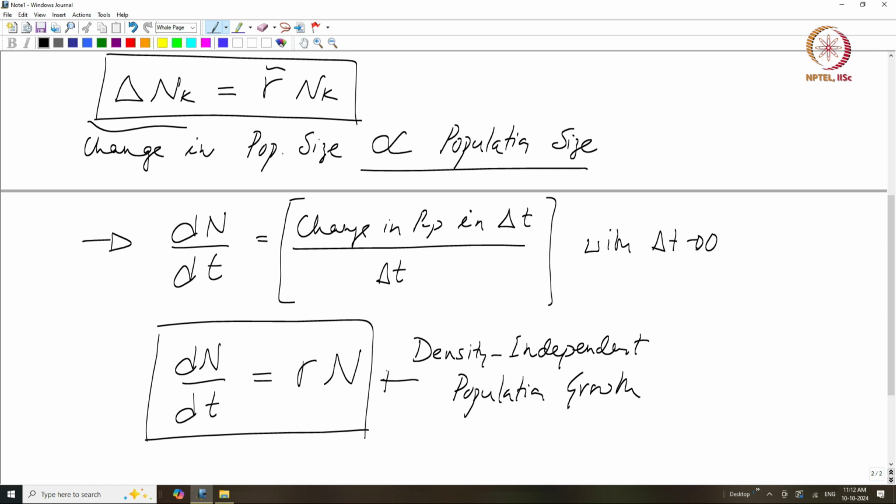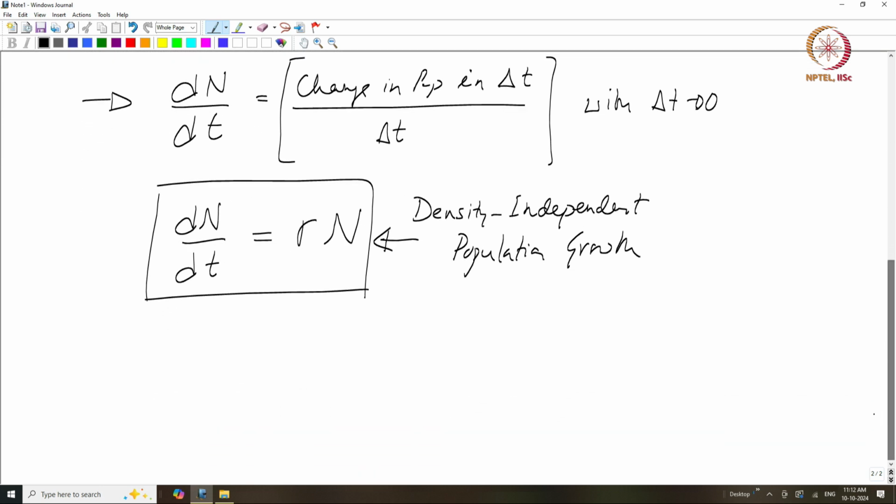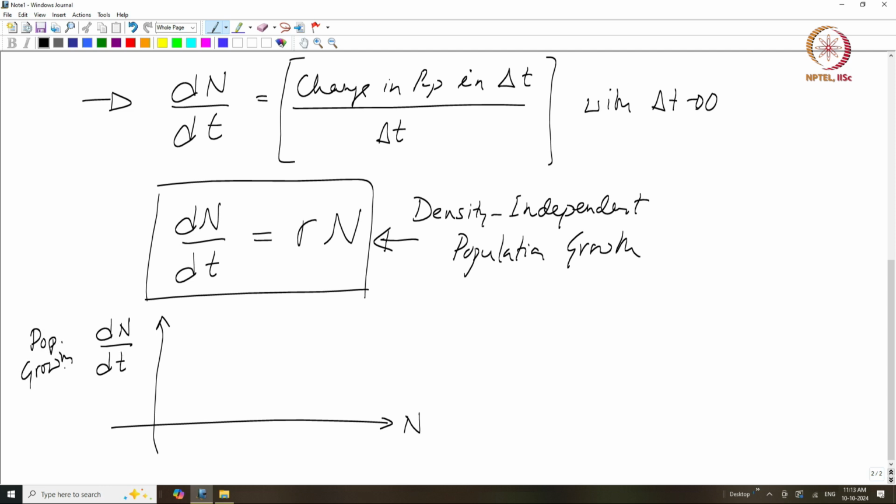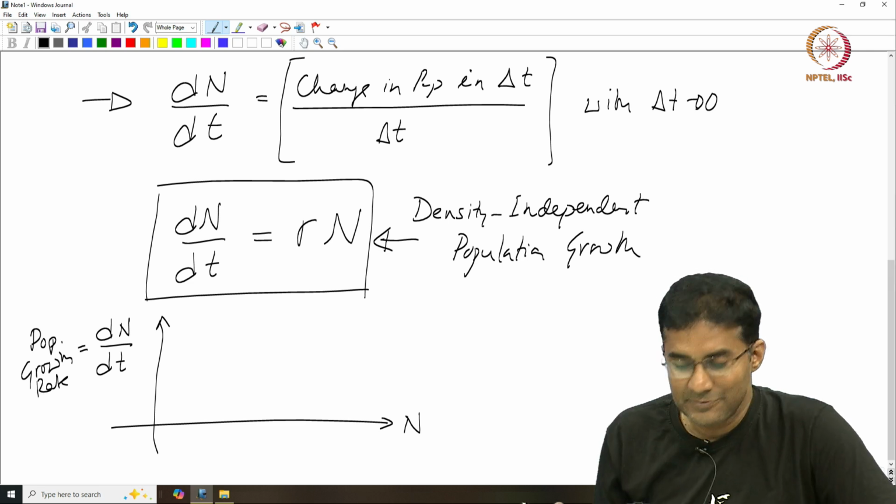So, this equation basically captures density independent population growth in the continuous time description. Okay. Now, let us quickly, like in the discrete case, make a couple of plots and see how we can describe the density independent growth in terms of graphs. If you were to write the population growth rate on the y axis, so dN/dt is the entire population growth rate. How does that change with N?